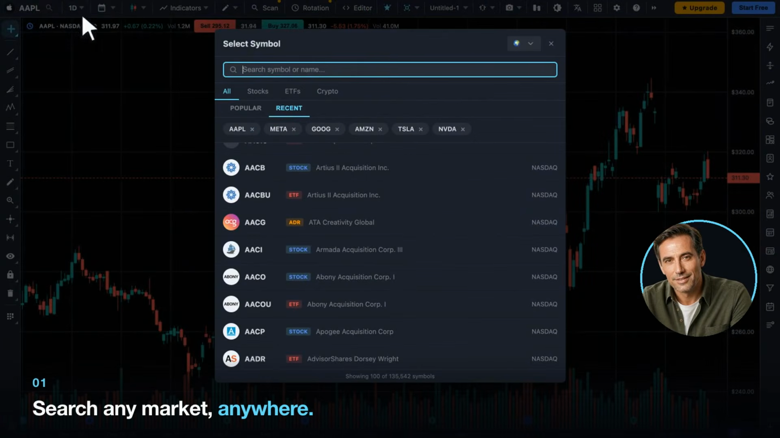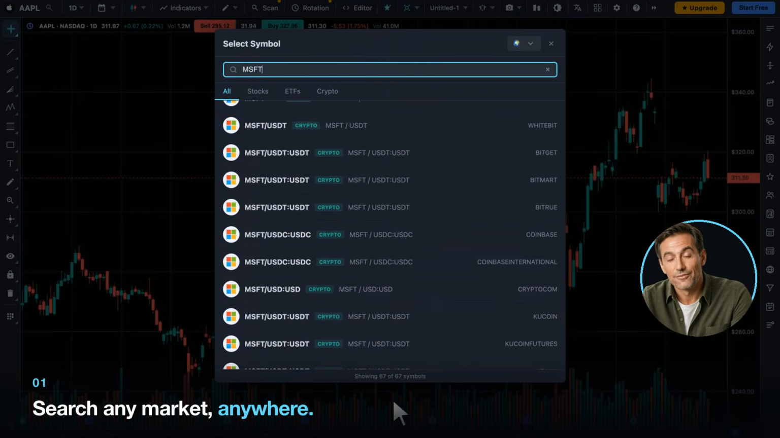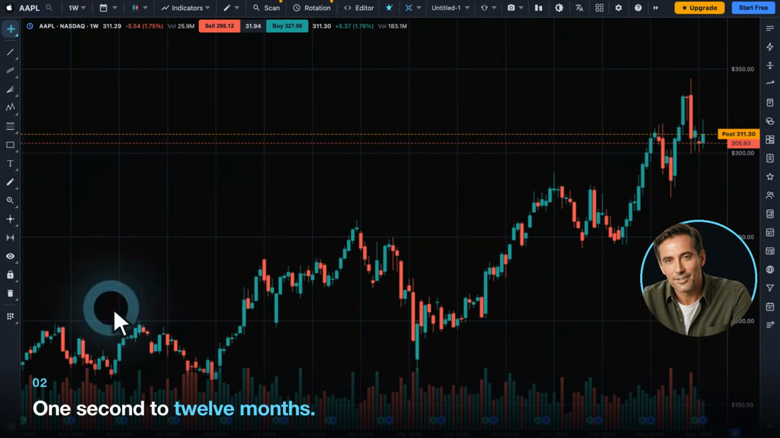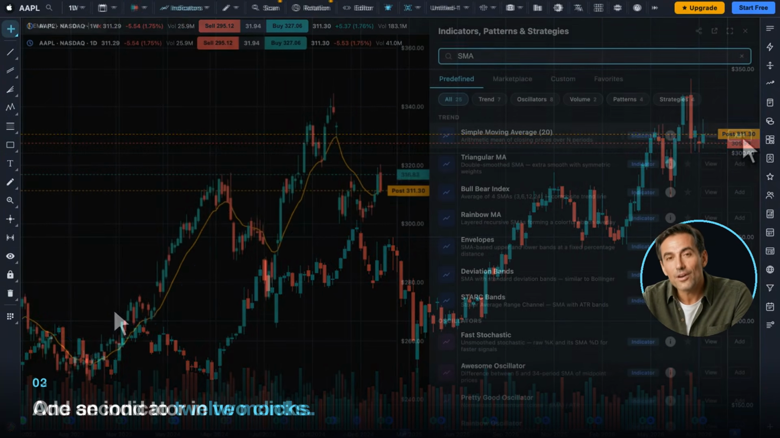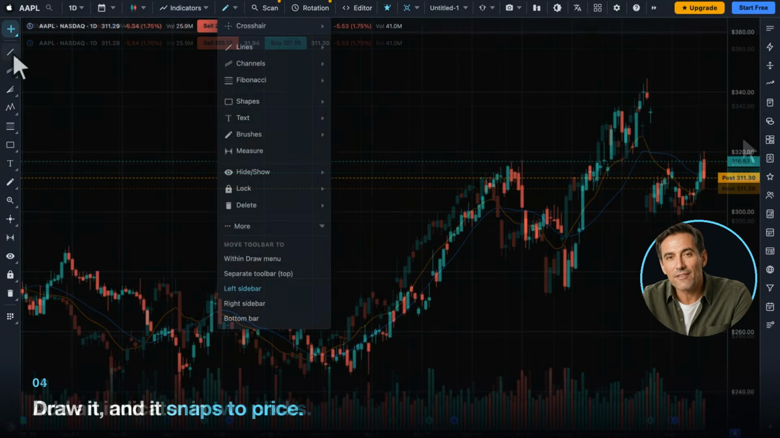Search any symbol on any global exchange. Read it on any time frame, from 1-second bars all the way up to 12 months. Add an indicator in 2 clicks and it draws straight onto the price. Draw a trend line and it snaps to the price it is pointing at. None of that is held back.